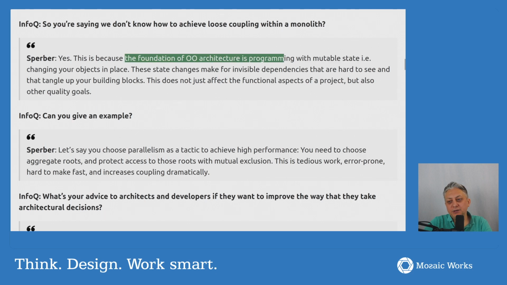The foundation of all architecture is programming with mutable state. This is something I do not fully agree with. It is the most common approach to object-oriented, but mutable state is actually not a core part of object-oriented. You can actually have object-oriented with immutable state.